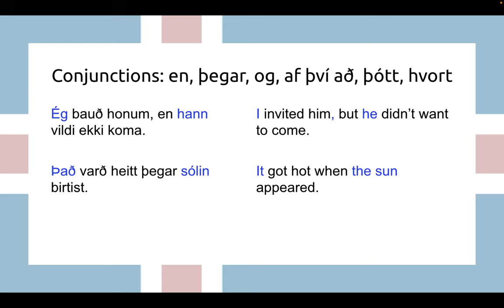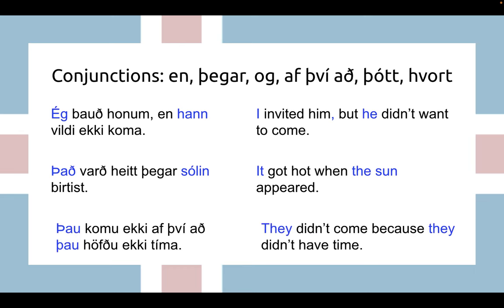So here we have two ideas. It got hot and the sun appeared. We're connecting them with a conjunction, which means we're going to have two subjects. Þau komu ekki að því að þau höfðu ekki tíma. They didn't come because they didn't have time. Two different ideas connected with að því að, which means because.